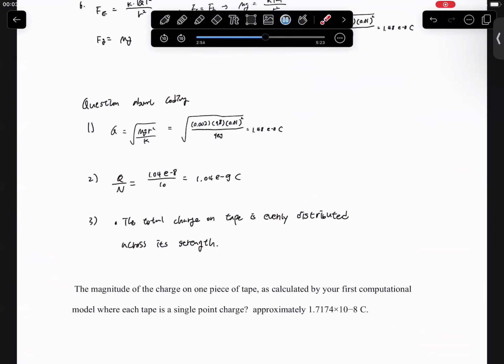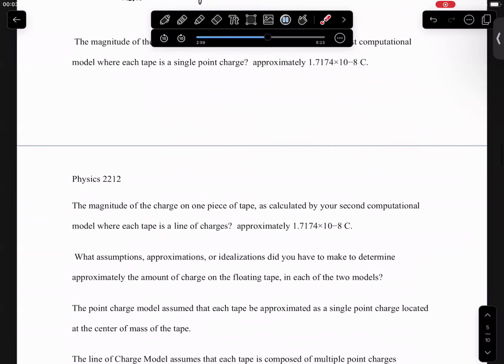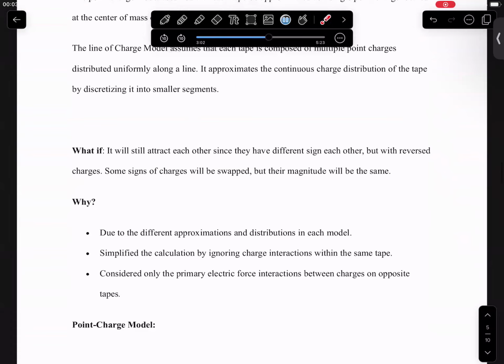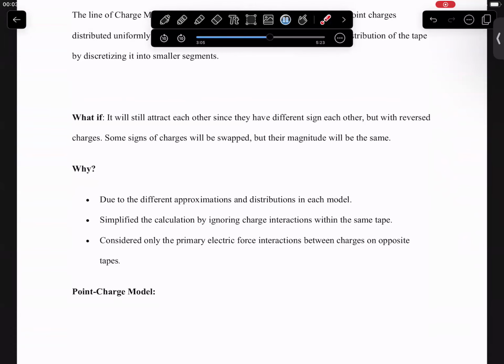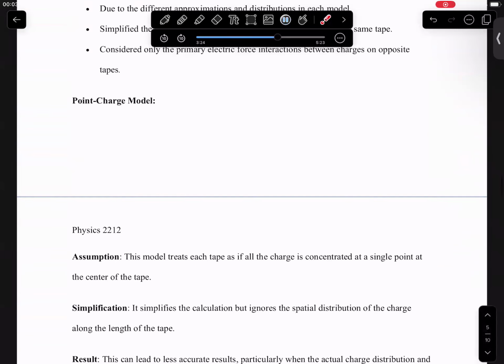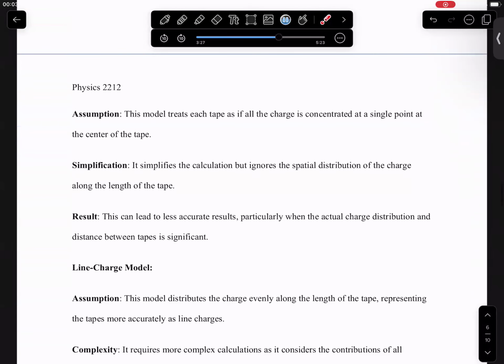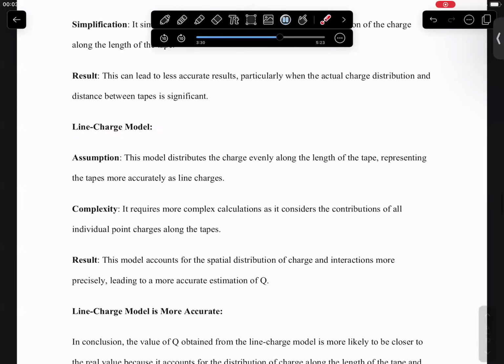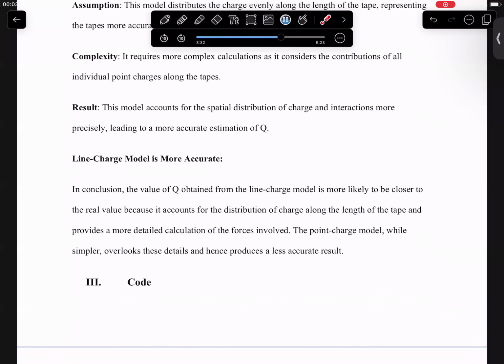So we assume that the total charge on the tape is evenly distributed across its length. Then we were asked what if the signs were reversed? In this case, they will still attract each other since they have different signs, but with the reversed charges. It's due to the different approximation and distribution in each model, and it considered only the primary electric force interaction between charges on opposite tapes. We also compared the point charge model and the line charge model, and we were able to conclude the line charge model is more accurate.